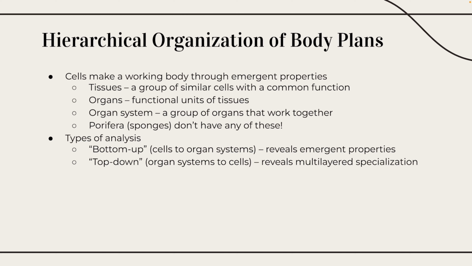There are types of analyses you can use to look at this hierarchy. Bottom up is when you look from cells to organ systems, and this reveals emergent properties that result from the cells working together. There's also top down, which goes from organ systems to cells, and this reveals the multi-layered specialization as you get more and more specific.